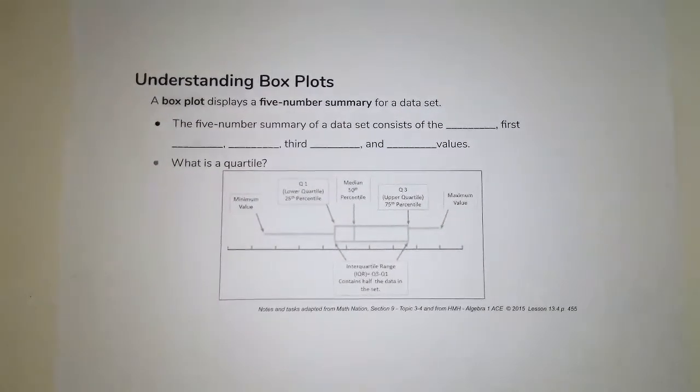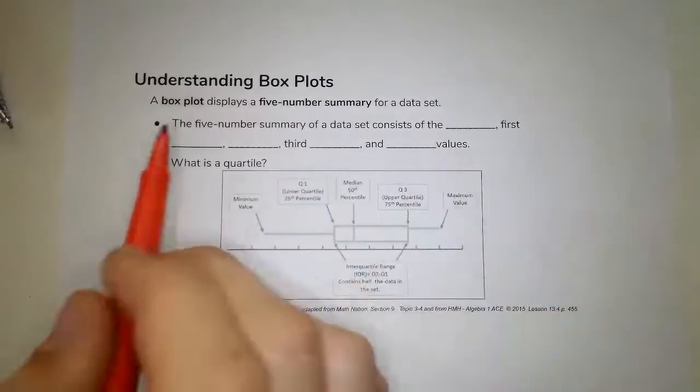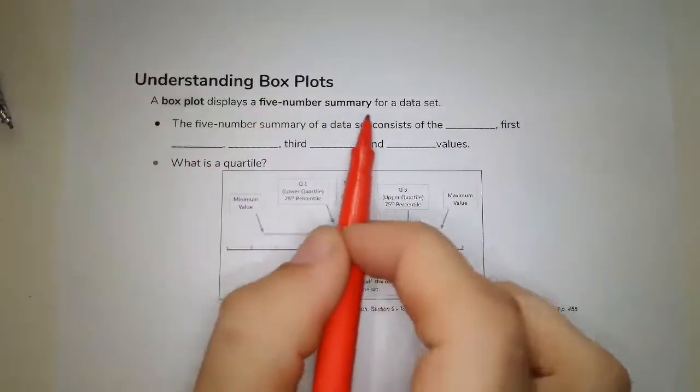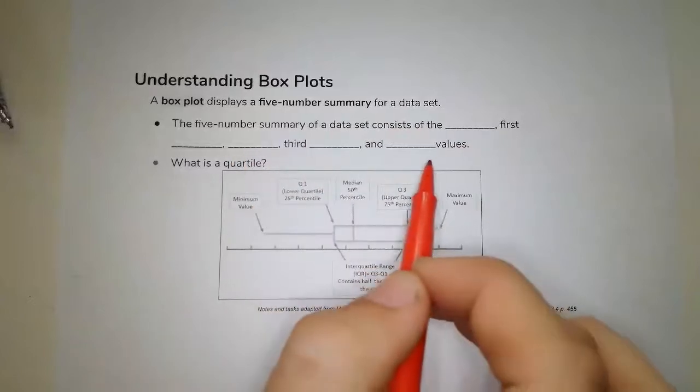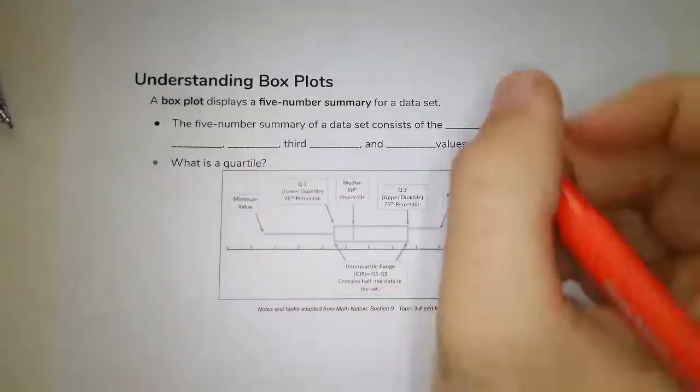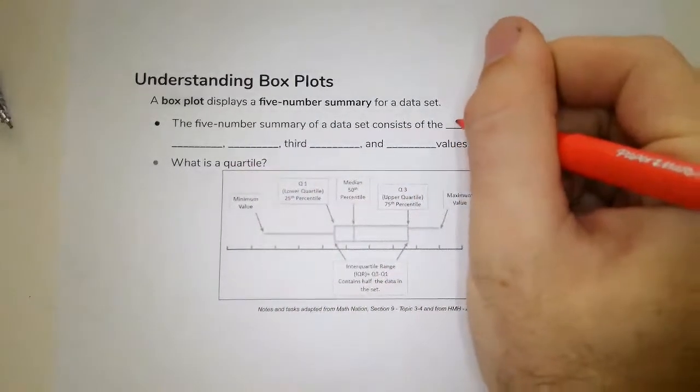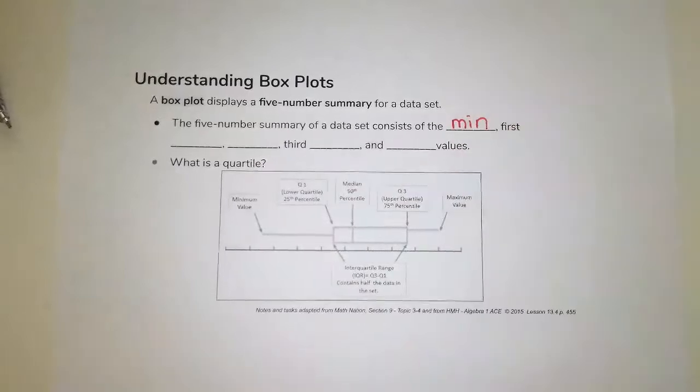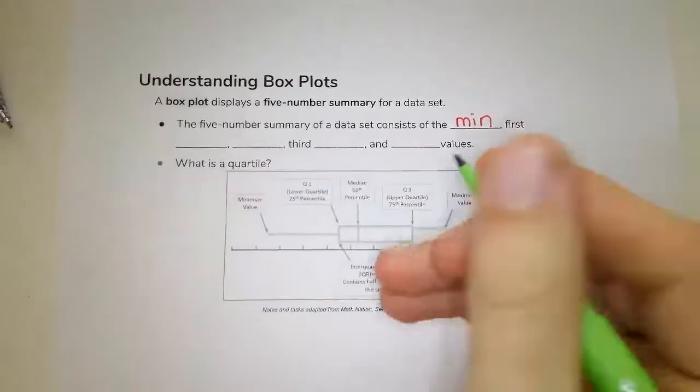Now, to understand the aspects of box plots, there are 5 different things that we need to know. And I'm going to kind of color code these. So a box plot displays a 5-number summary. So there's 5 different things that we need to know. It consists of a minimum.